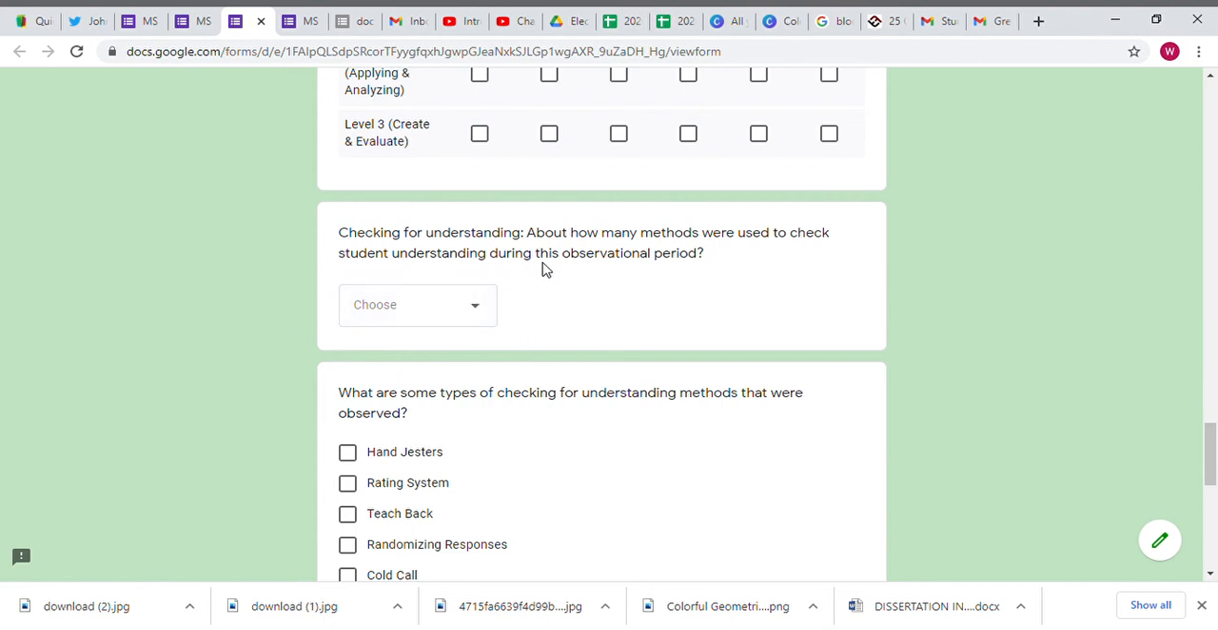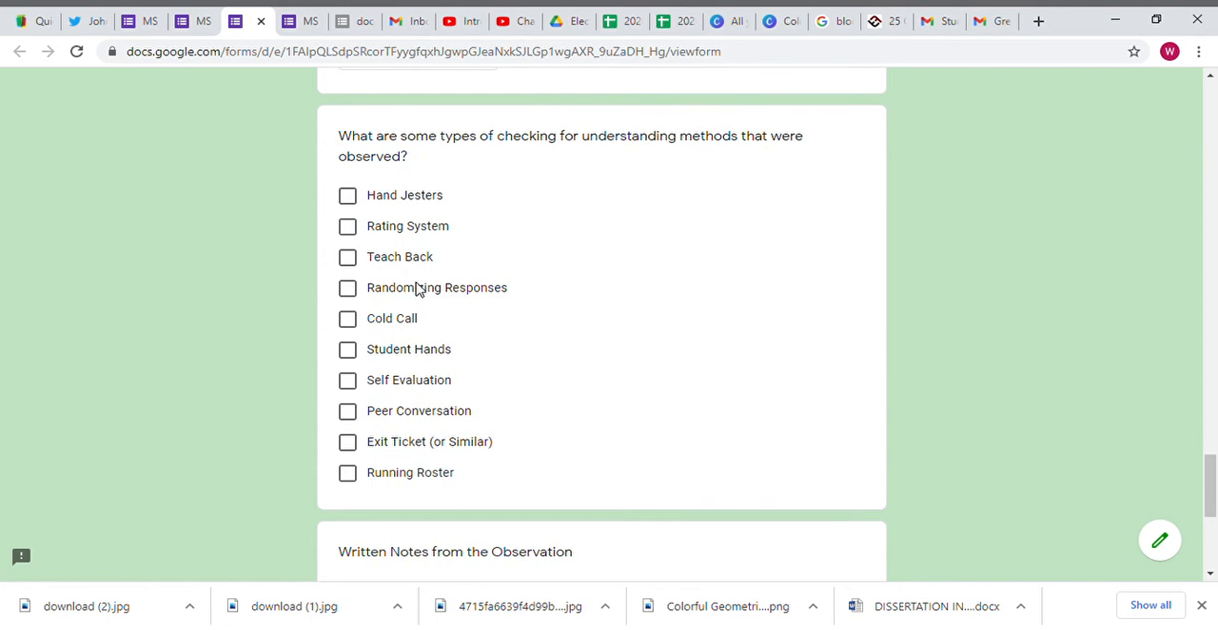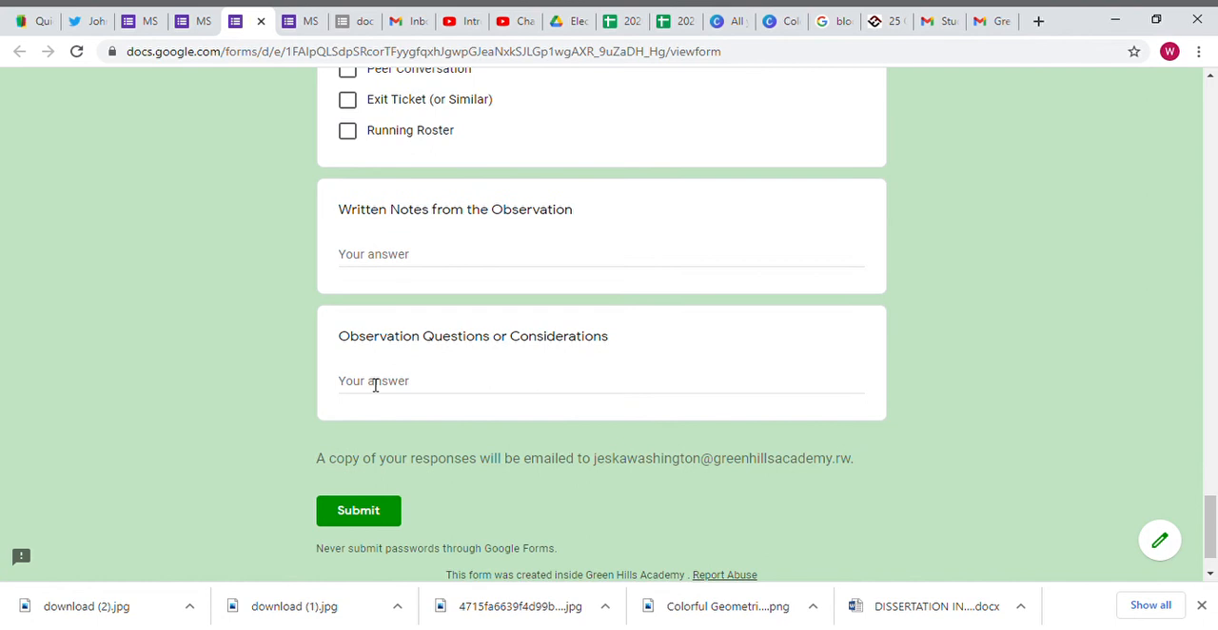And so we're taking this data for us as a school, and then we're actually going to look and say, what are some of the types of understanding methods that were observed, and we'll be able to check those off so we can see what we really do utilize well as a school and what we possibly need to have more work on. Then this last portion is just written notes from the observation by the observer, where we can just write and jot down the things that we've seen, and any questions or considerations.